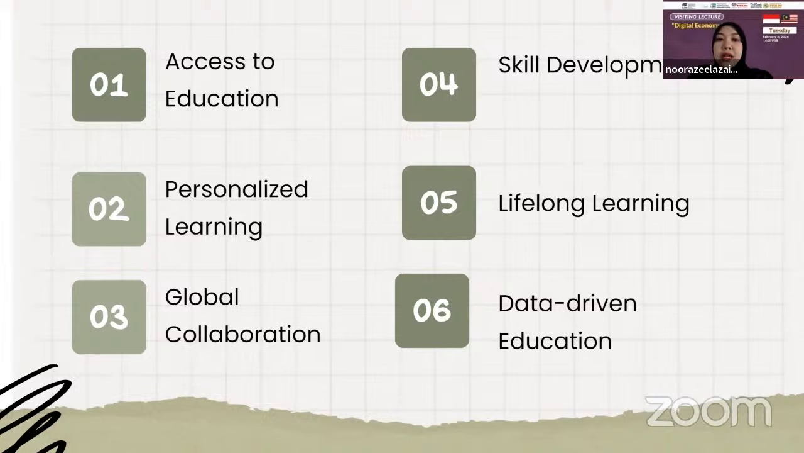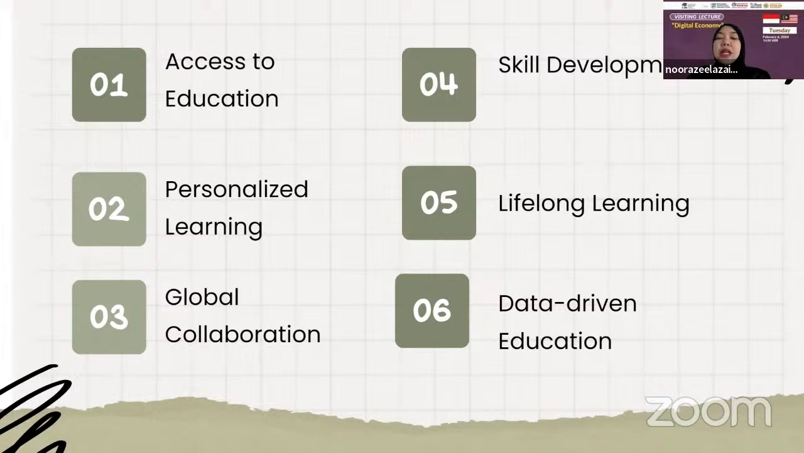Okay, and then the next is lifelong learning. In the digital economy, learning is no longer confined to traditional classroom settings or formal education institutions, but lifelong learning has become essential for staying competitive in the job market and adapting to rapid technological advancement. So online courses such as micro-credentials and self-paced learning resources enable individuals to acquire new skills and knowledge throughout their life.